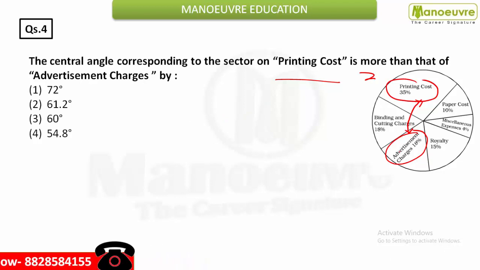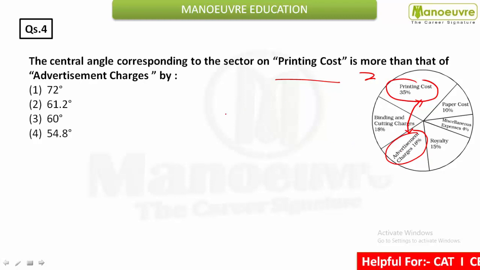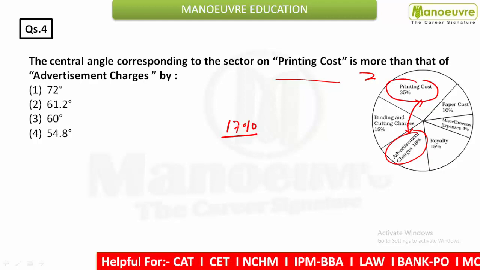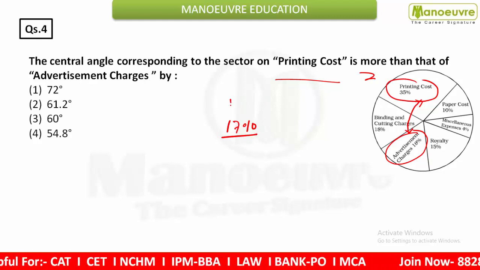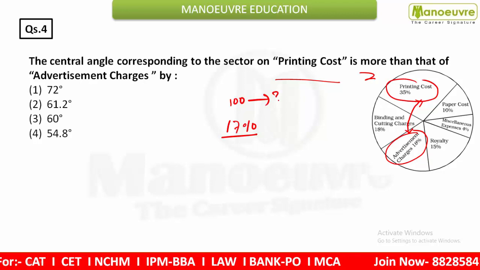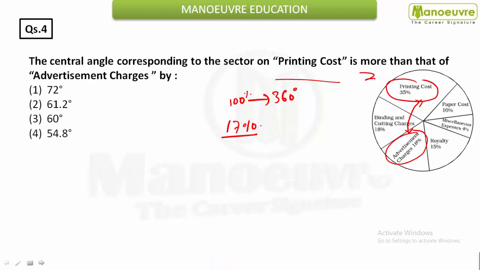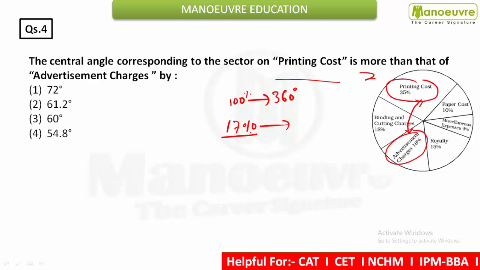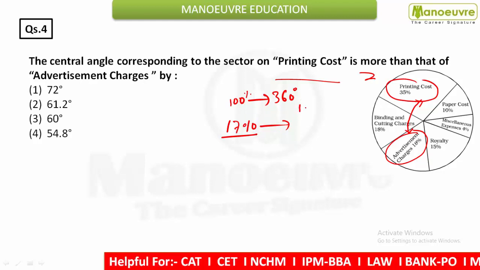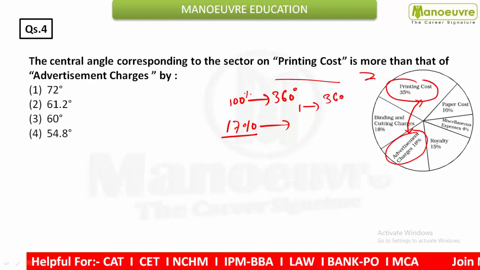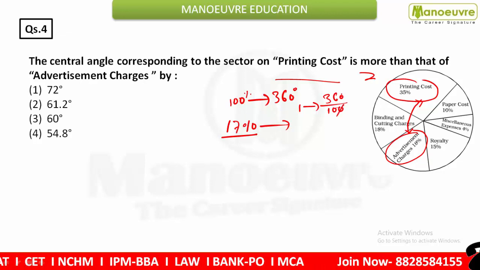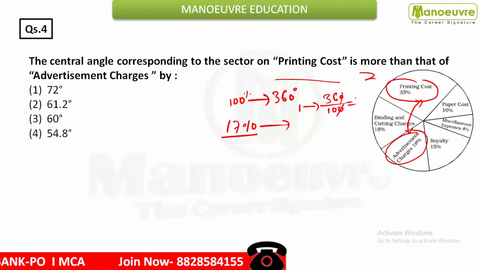If I talk in terms of percentage, then 35 minus 18, what is the difference between this? So that is 17%. So you have to find the value of 17%. So I can say that 100% is corresponding to 360. Okay, 360 is the central angle, and this is the percentage. So now what you have to find? You have to find the value of 17%. So first you will find the value of 1%. So 1% is 360 by 100.